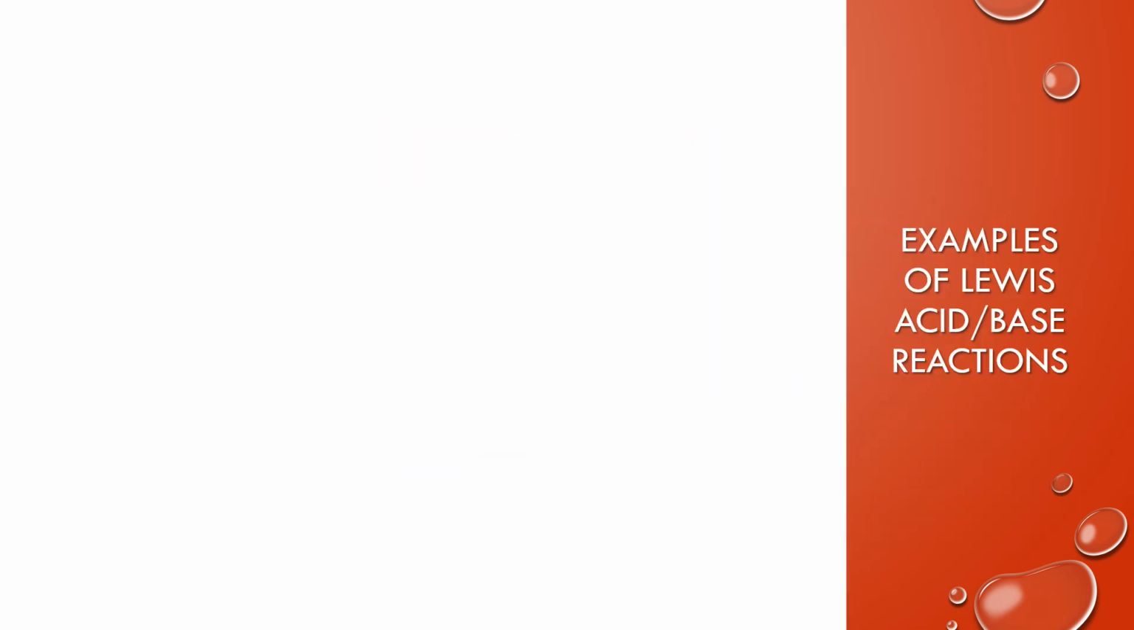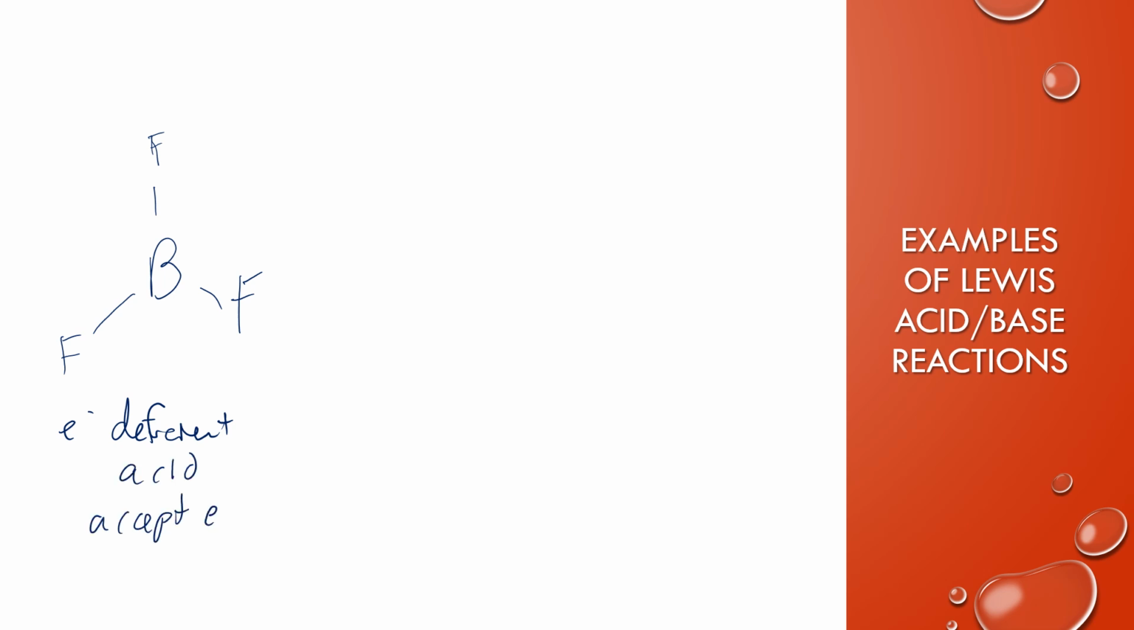Let's look at another example, but let's use a boron compound. Boron is kind of weird in that it can have less than a full octet because it only has 3 valence electrons. So it can form compounds like this. This is boron trifluoride. But because of that, it only has 6 electrons around the central atom, so it is electron deficient, which means that it can act as an acid and it can accept electron pairs, a Lewis acid.